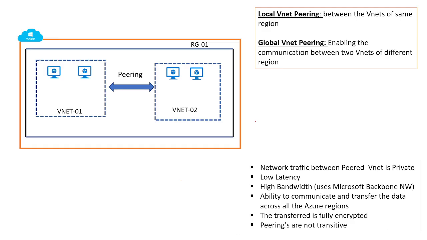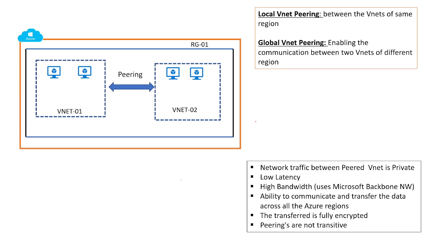And you see here, local VNet peering means the peering between two VNets of the same region. Global VNet peering means enabling communication between two VNets of different regions. That is called peering. You can see here in Azure you have VNet 01 and VNet 02 and the peering, and both are in the same RG, but you see the connectivity is established.